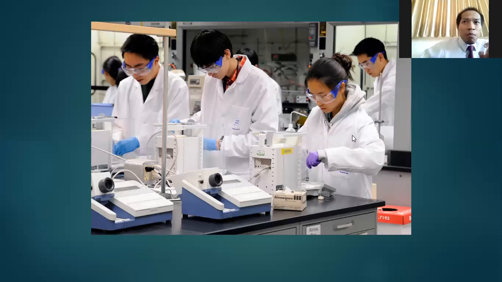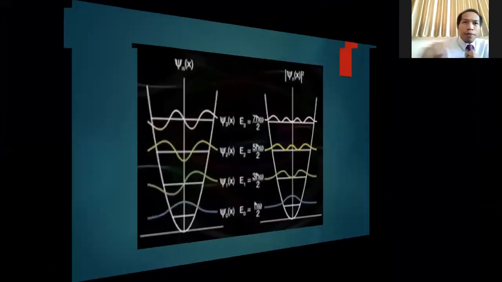In analytical chemistry, mostly we are going to study with equipment. As you can see here, some students are using equipment. There are many pieces of equipment that they are using here. So this is analytical equipment. When you want to analyze something, then you have to use equipment. So this is what we learn in analytical chemistry.